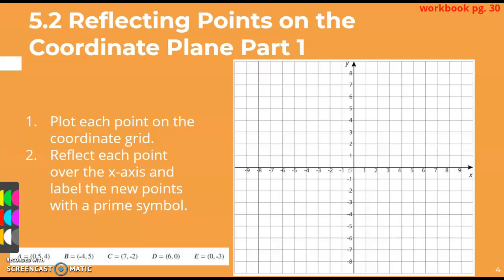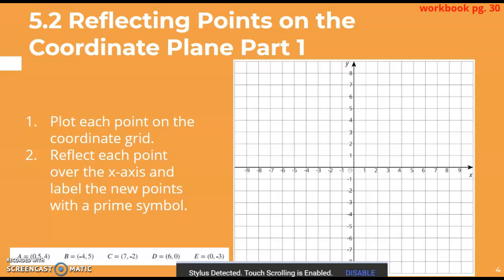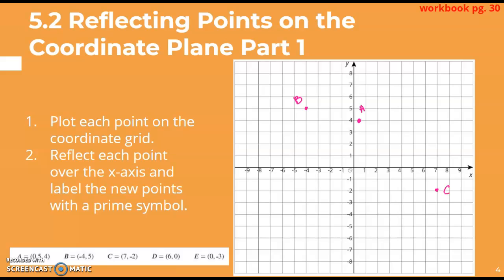So let's start by plotting our points. A is at (1/2, 4), so I'm going to go over 1/2, up 4, and I'm going to label that point A. Point B is at (-4, 5). Point C is at (7, -2). Point D is at (6, 0), and point E is at (0, -3). Okay, so we've done the first step: plot each point on the coordinate grid.